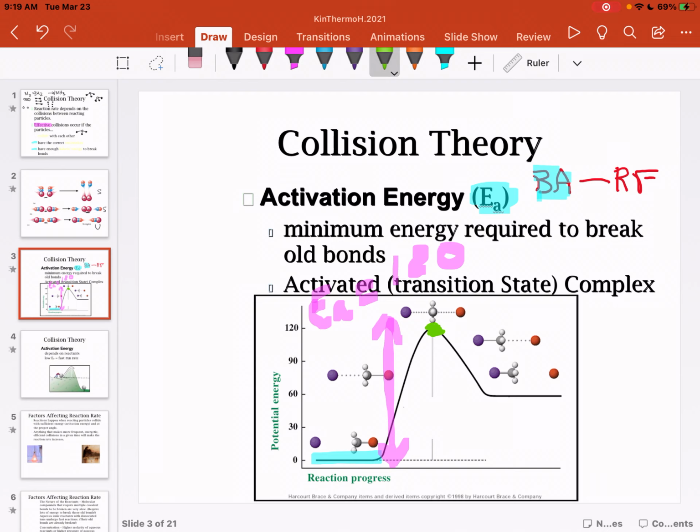So to recap activation energy, if I have to look at it on a graph, it is from reactants to the hilltop. And the energy of our activated complex is the hilltop. So I can see that the energy of my activated complex there in this graph is 120.